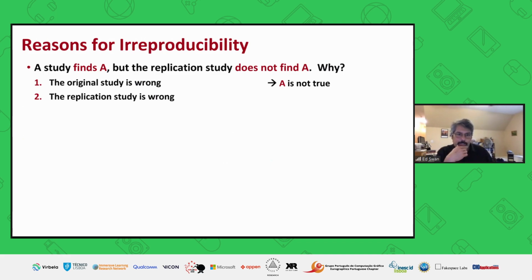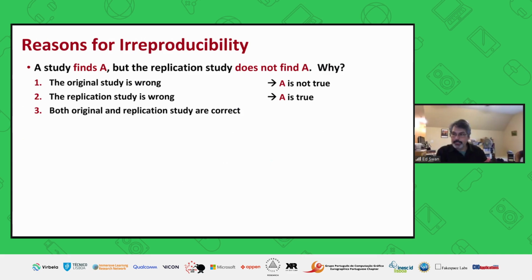Another reason, the replication study is wrong. In this case, A is actually true. So the first study is correct. The second study is wrong. But the third possibility is that both the original study is correct and the replication study is correct. And in this case, A could be either true or false, and the combination of both studies hasn't fully revealed the truth value of A.